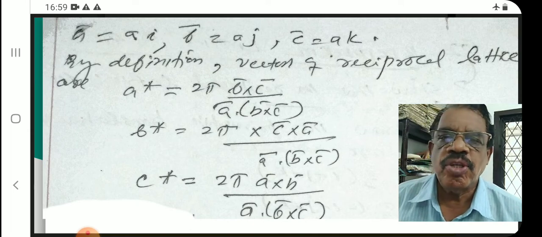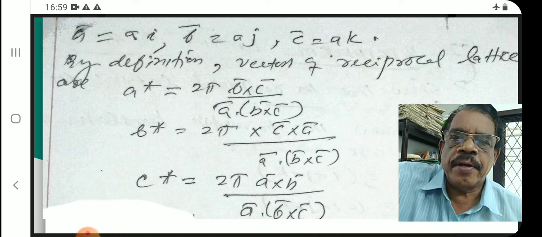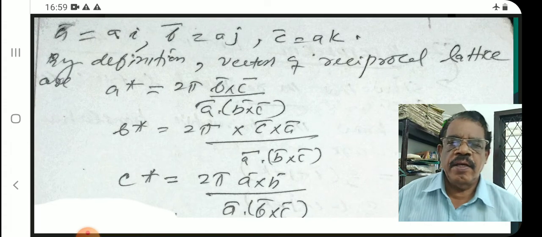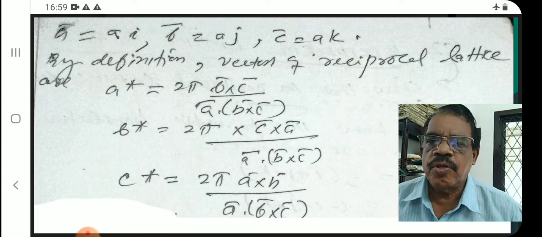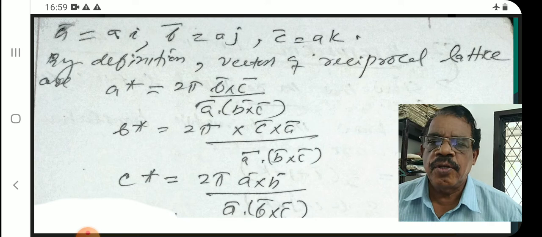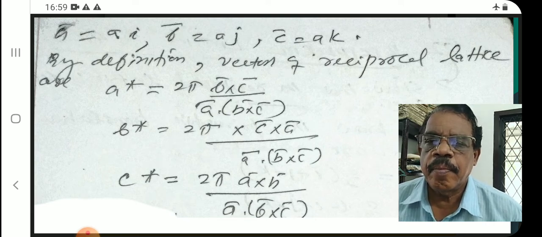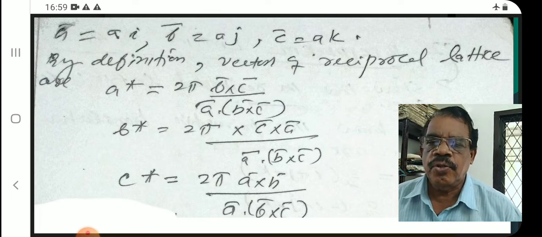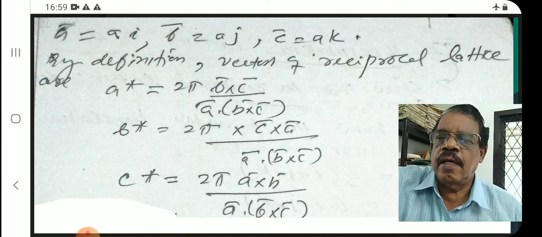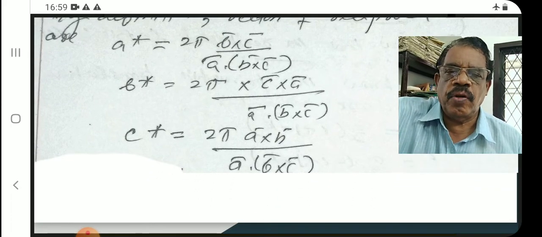By definition, the vectors of reciprocal lattice are: a star is 2 pi into b cross c by a dot b cross c, and b star is 2 pi into c cross a by a dot b cross c, and c star is equal to 2 pi into a cross b by a dot b cross c. That is the definition of reciprocal lattice vectors.